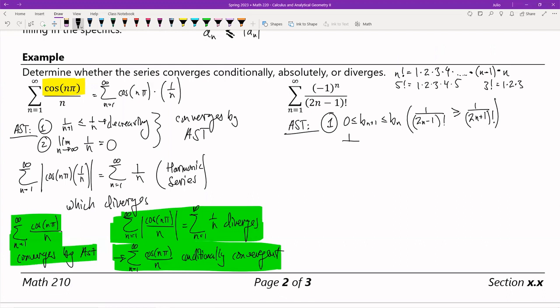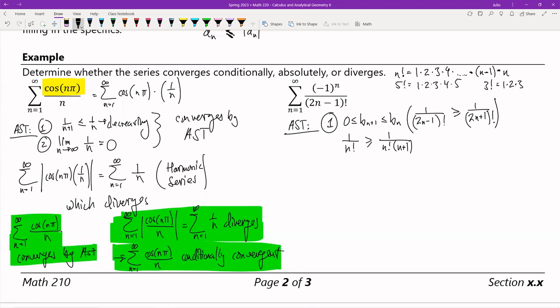So suppose we had 1 over n factorial. Then this is going to be bigger than or equal to 1 over n factorial times (n plus 1). The argument here is that I am multiplying the bottom by a number that's bigger than 1. So that makes the denominator bigger, which makes my fraction smaller. You hopefully see that argument there.